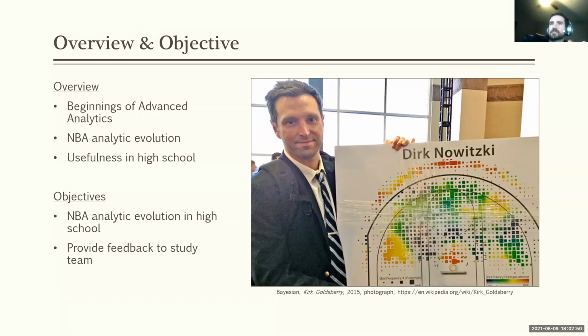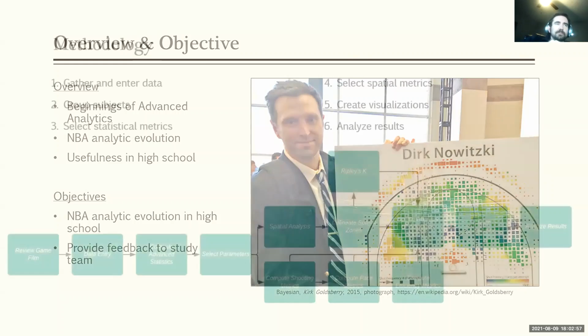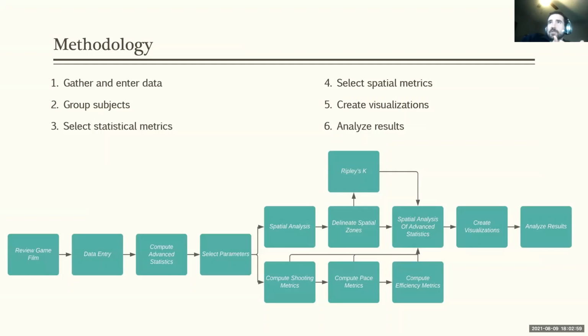In this chart that he's holding, I actually performed that same analysis for this high school team, so you'll see it later on. The methodology, first of all, I just gathered and entered the data. There'll be more about data on the next slide. Then I grouped the subjects into my analytic groups, which included each individual player, the top three used lineups, and the team as a whole, as well as the opponents. Then I selected the statistical metrics and the spatial metrics I wanted to analyze. Then I created visualizations and then analyzed the results and came up with some conclusions.